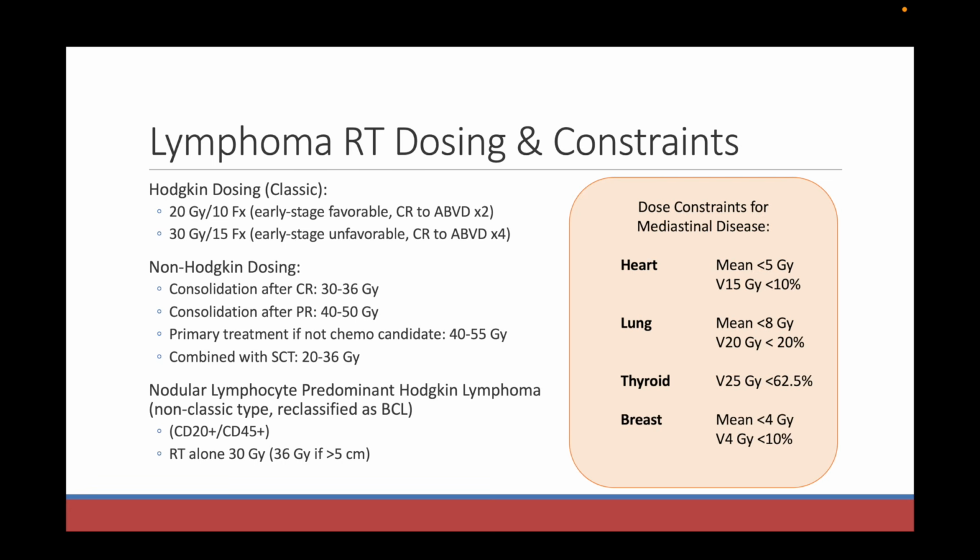So if you're going to remember means, remember heart, lung, breast. Heart mean less than 5, lung mean less than 8, breast mean less than 4. And remember that quirky thyroid constraint, that'll probably get you extra points. It's V25 less than 62.5%.